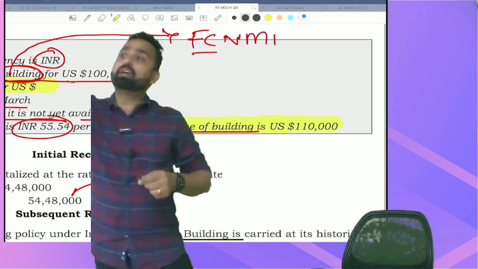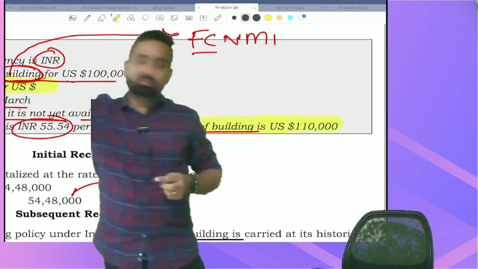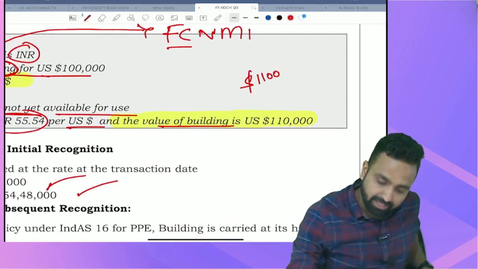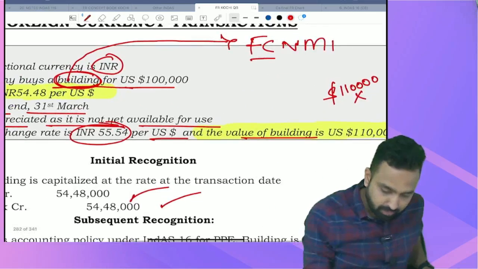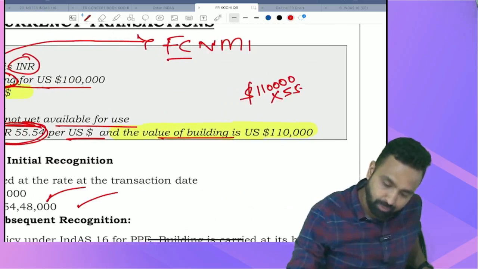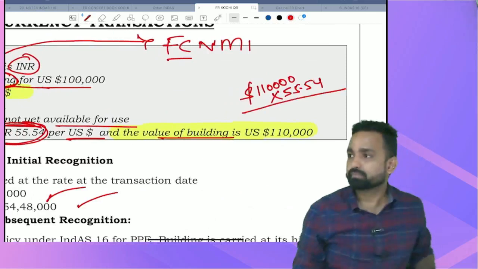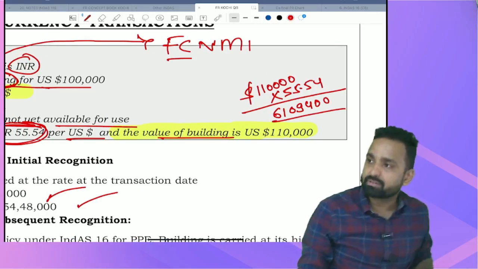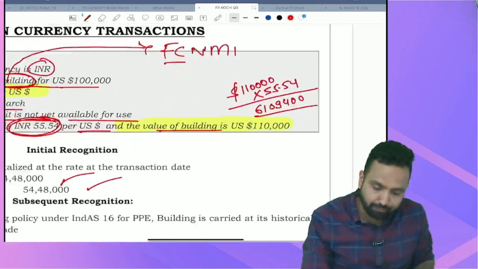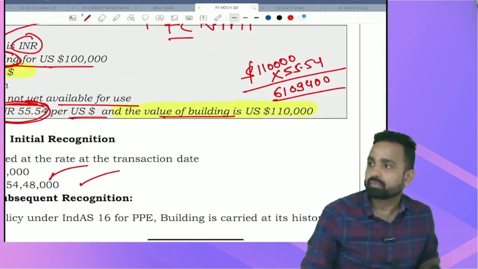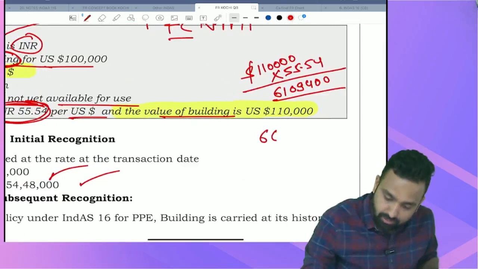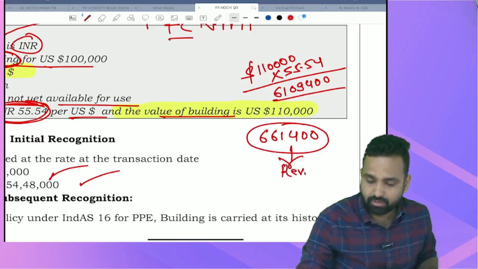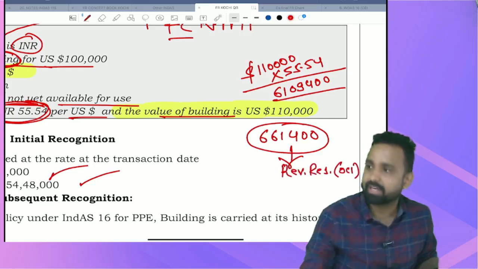First of all, revalue yourself. Dollar 110 multiplied by the new rate, 55.54, comes to 61 lakh. Okay, calculate the exchange difference. Earlier it was 54 lakh 48,000. The difference is 6.61 lakh. Where will you transfer it? Revaluation reserve, OCI. Guys, understood or not?